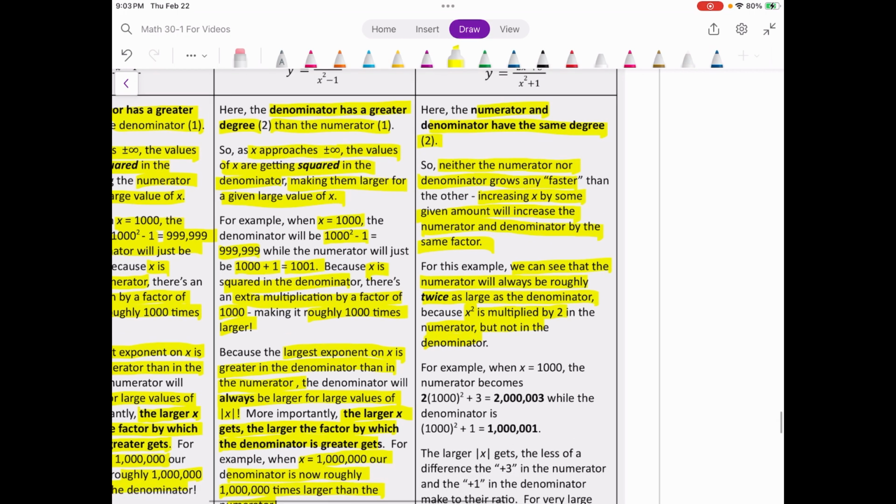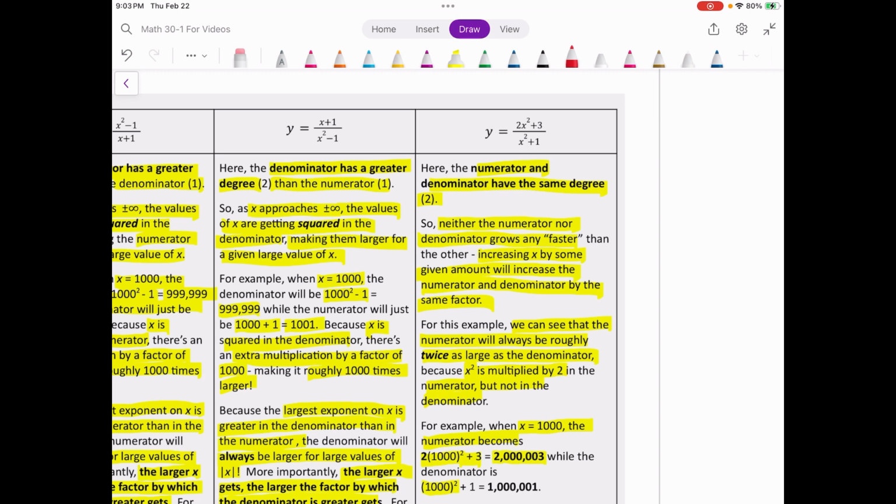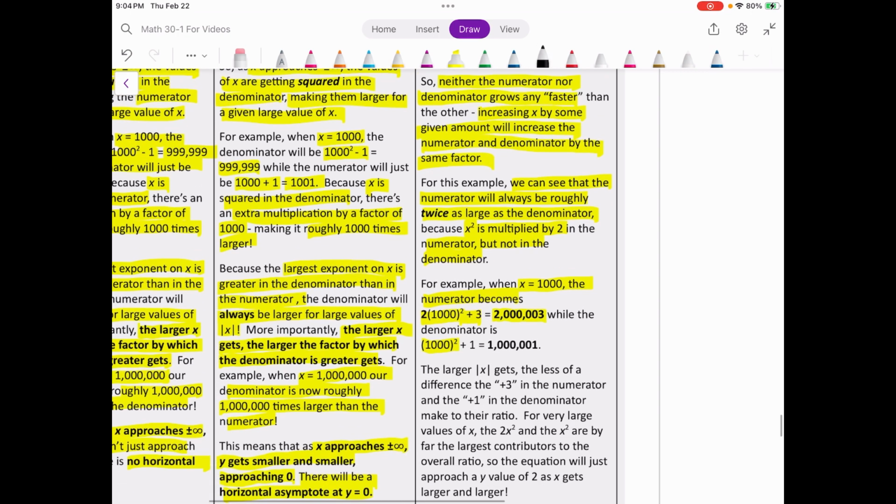Just putting in some numbers to think about this. When x is 1,000, the numerator becomes 2 times 1,000 squared plus 3. 2 times 1,000 squared is 2,000,000, plus 3 is 2,000,003. While the denominator doesn't have that multiplication by 2, its coefficient on its largest term, its leading coefficient, is 1. So it's just 1,000 squared, which is 1,000,000 plus 1. It's not 1,000,000 times 2, right? So that's about 1,000,001. And you can see the numerator is roughly 2 times bigger than the denominator.